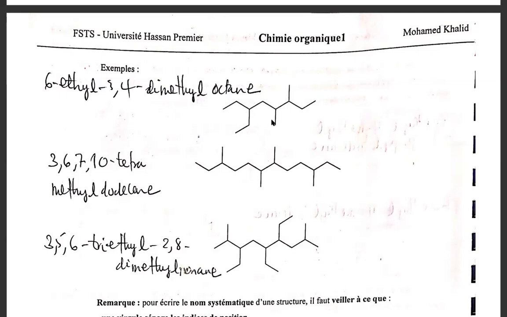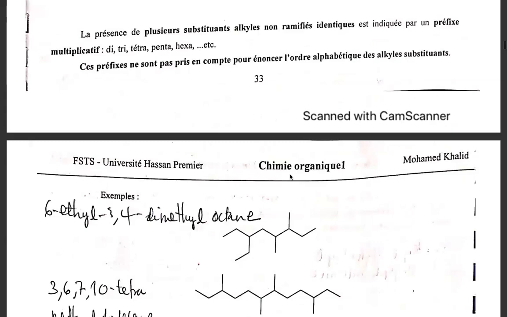Now, most of you might be asking me, why is it that every time you're counting, you start from this side? You can either start from this side, it's the same thing. So automatically we know that this one here is our chain principal, and it contains exactly 8 carbon atoms. So you go back to your table.